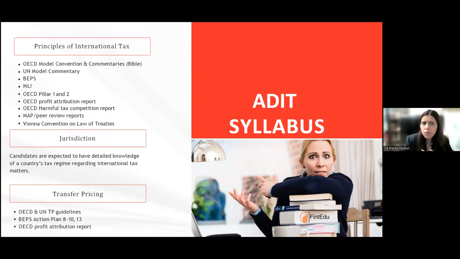You have UN model commentary, but UN deviates from OECD in certain articles. You will study those because otherwise it's more or less based on the OECD itself. You have BEPS action plan 1 to 15. You have the multilateral instrument. You have OECD Pillar 1 and Pillar 2, Amount A, Amount B, all of that. You have the OECD profit attribution report, OECD harmful tax competition report, MAP, the dispute resolution, the peer review reports which are published by OECD, the Vienna Convention on the Law of Treaties, everything.